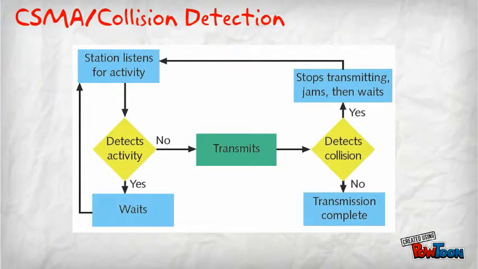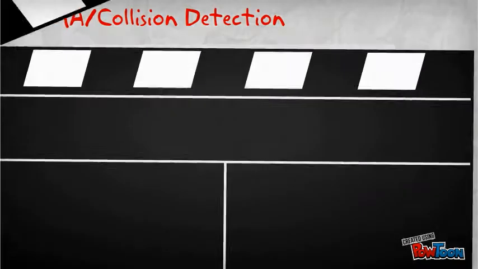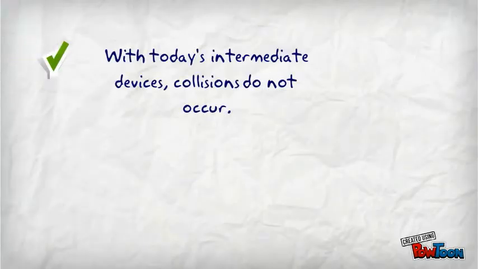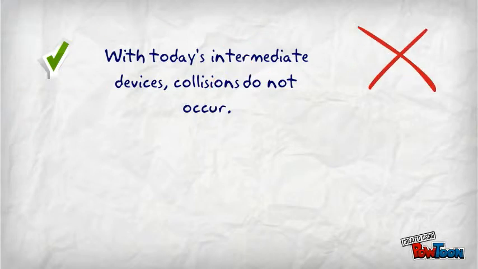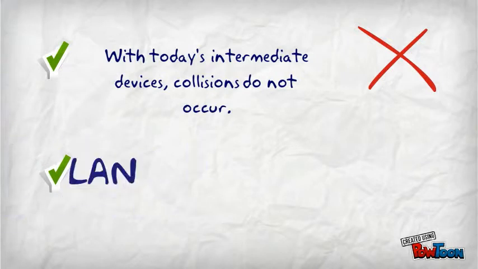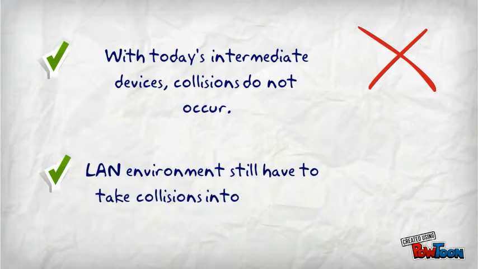CSMA collision detection: the device monitors the media for the presence of a data signal. If a data signal is absent, indicating that the media is free, the device transmits the data. If signals are detected, showing that another device was transmitting at the same time, all devices stop sending and try again later. While Ethernet networks are designed with CSMA/CD technology, with today's intermediate devices collisions do not occur. Wireless connections in a LAN environment still have to take collisions into account.